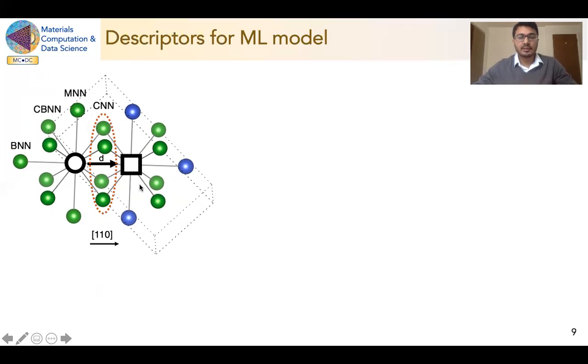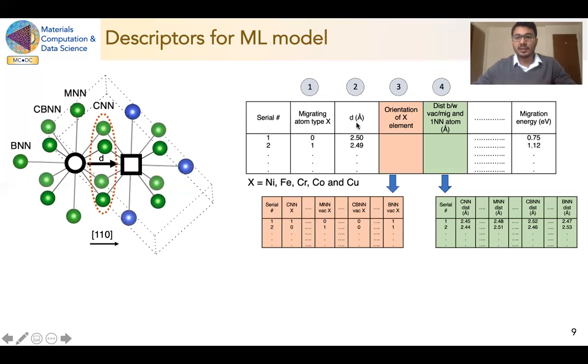We categorized or divided these nearest neighbors into four different categories. The first category is CNN, common nearest neighbor atoms, then middle nearest neighbor atoms, MNN, common back nearest neighbor atoms, CBNN, and back nearest neighbor atoms, BNN. So there are four CNN atoms, two MNN, four CBNN, and one BNN atom.